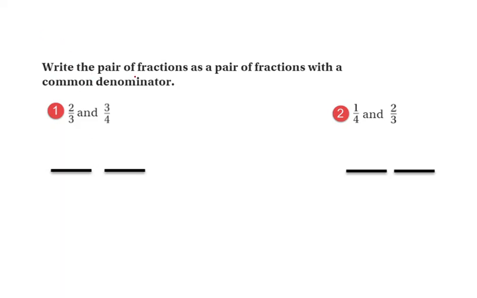It says write the pair of fractions as a pair of fractions with a common denominator. Okay? Common just means the same, and denominator is, of course, the bottom number right there. So we're trying to find a common denominator for 2/3 and 3/4. Now, what you use this for is comparing fractions together, okay?